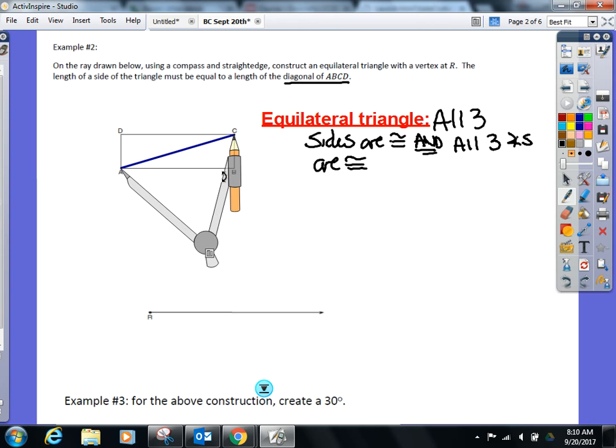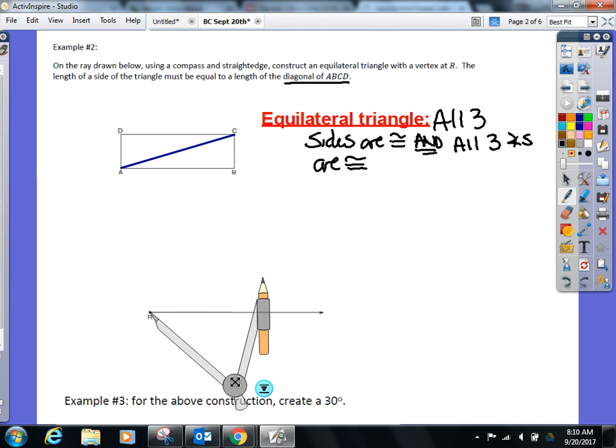And then probably copy it down on the ray, right? Okay, so go ahead, copy it down on the ray. So take that, copy it down on the ray. There you go. Copy that line segment.